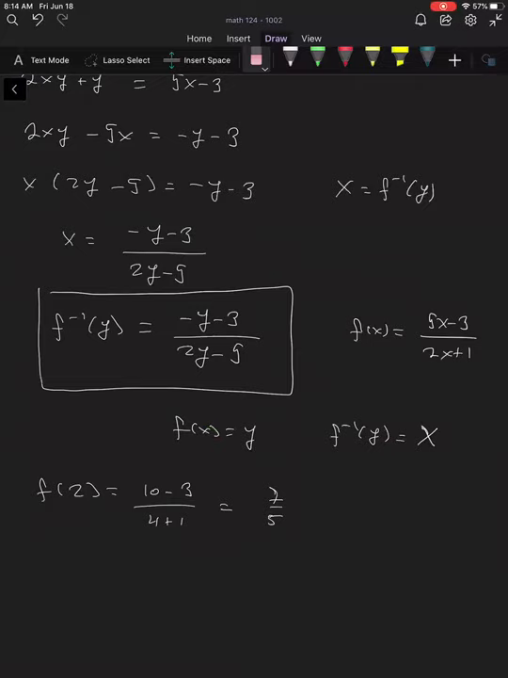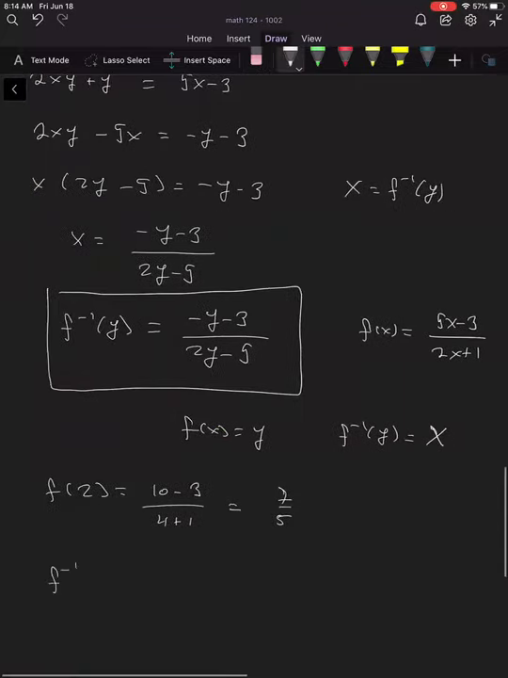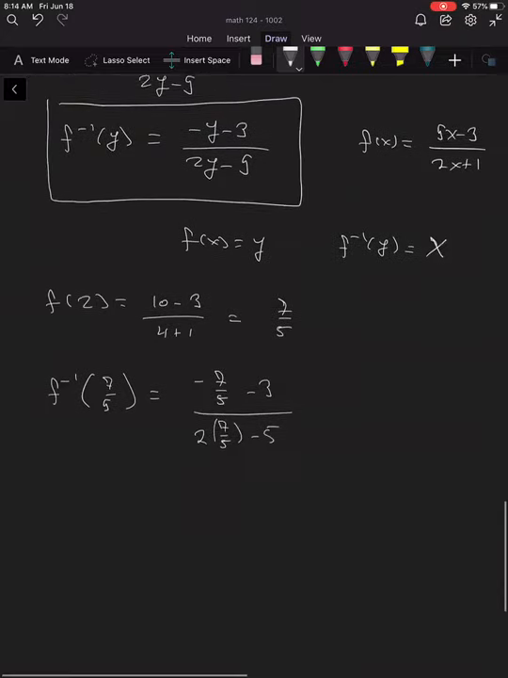So if we find f inverse of 7 over 5, we need to get the number 2. So let's just plug that into f inverse to see what happens. So we would get minus 7 over 5 minus 3, all over 2 times 7 over 5 minus 5. So do some simplifying here.